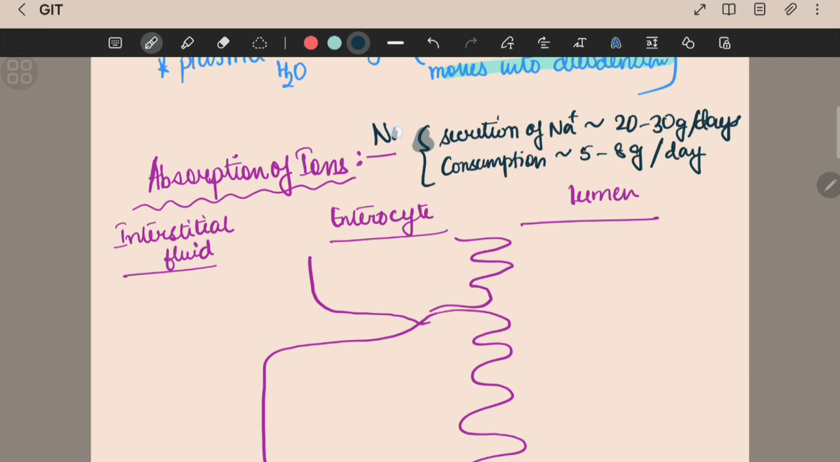This is in relation with sodium. Now see what will happen. Therefore, to prevent this net loss of sodium in the feces, the intestine needs to absorb the remaining 25 to 35 grams of sodium each day. So this must be done.